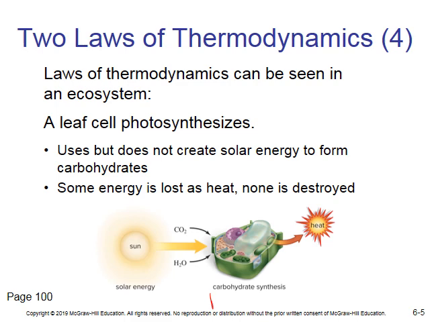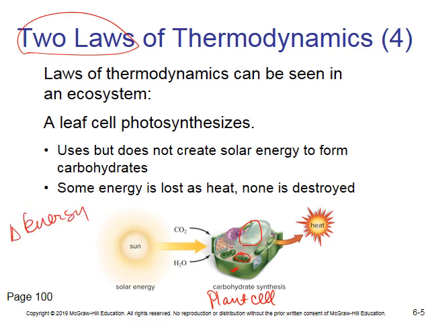Here we have an example. So we have a plant cell here, and this plant cell has chloroplasts and a vacuole. That's how I know it's a plant cell, also a cell wall. So we know the two laws: first of all, we can change energy form, but we can't lose any energy, right? So we don't create or destroy energy, but we can change form. And if we do, some energy is lost as heat.